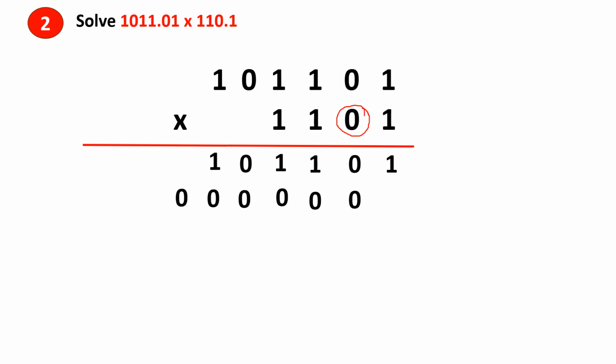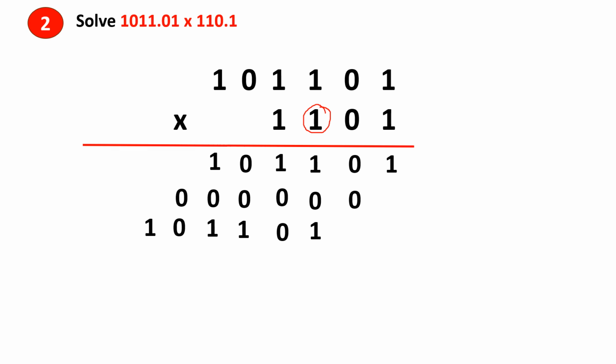Okay, next let's take this bit and multiply with each of the digits in the multiplicand. So the answer will be, 1 into 1 will be 1, and we'll start writing from the third position here. So 1 into 1 is 1, 1 into 0 is 0, then 1 into 1 is 1, again 1 into 1 is 1, 1 into 0 is 0, 1 into 1 is 1.